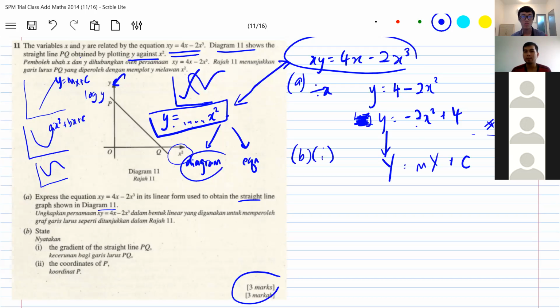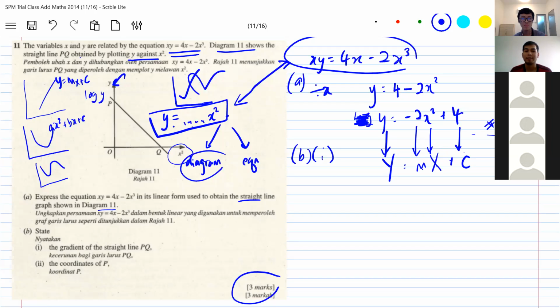Minus 2 is m, that's the gradient. X squared, since you already see x squared on the x-axis, right? X squared is big X. And then the constant, the one that has nothing next to it, is the constant c. So from here, you can see that the y-intercept is 4. And the gradient is minus 2. That's that.